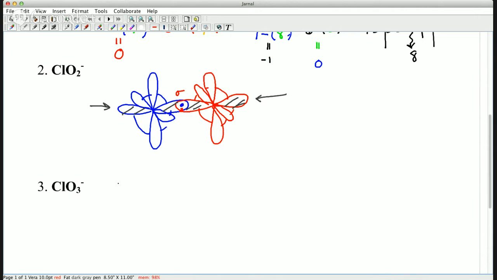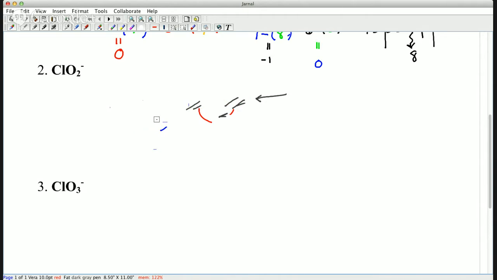So moving forward, ClO2 negative. We'll start this one, and I think you guys are going to have a break soon. All right, so here we go. ClO2 negative, so this is the chlorite ion. Let's get rid of this stuff here, and let's get started. So Cl.